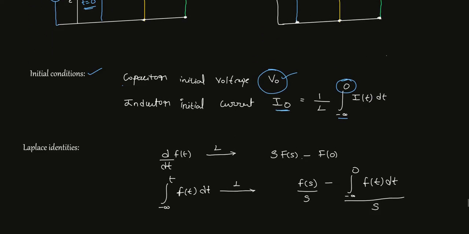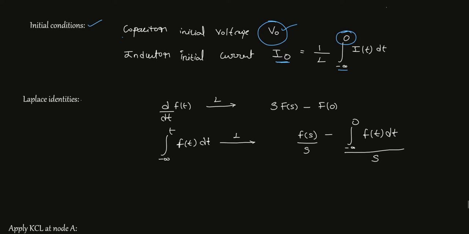Now we have the Laplace identities, which we already know. The Laplace transform of the differentiation of a function is s into F of s minus f of 0. The Laplace transform of the integration of a function is F of s by s plus the initial condition, the integral from minus infinity to 0 of f of t dt divided by s. So keep these things in mind.